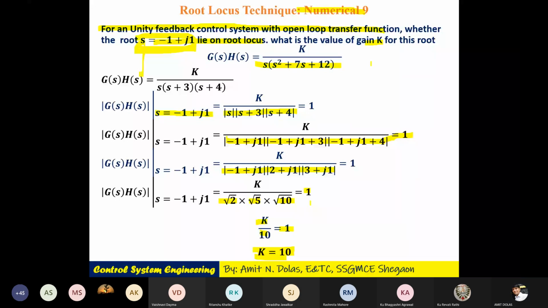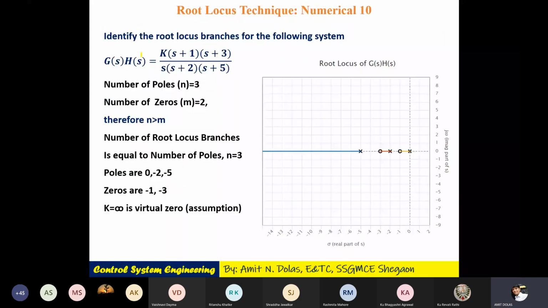Yes. Another is very simple. Identify the root locus branches for the following system. Only branches are asked, no need to plot anything, no need to calculate the centroid or anything. For understanding purposes, I took up this numerical. So what is given? K into (s plus 1) into (s plus 3) divided by s into (s plus 2) into (s plus 5).